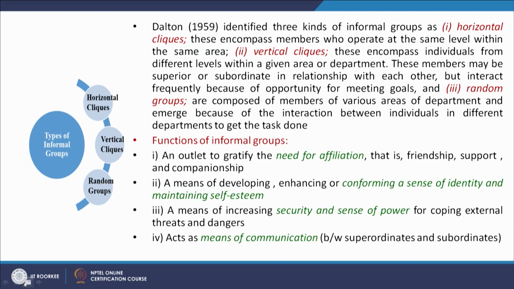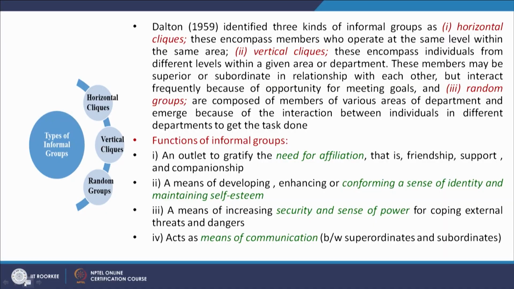The other is the vertical clique, when people tend to interact with each other though they are not within the same area or department, but they interact with people or managers coming from different departments of the same organization. That means these encompass individuals from different levels within different areas of the department. Maybe one manager is from the marketing department and one manager is from the finance department, but since they have some common ideas or similarities, people are attracted to each other and they form their own clique, which is termed a vertical clique.